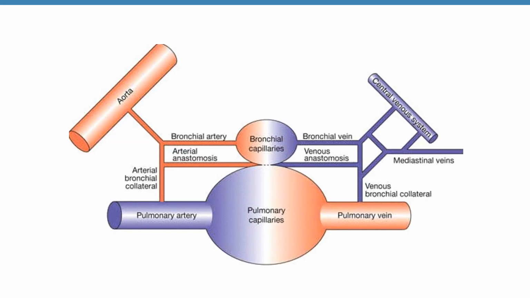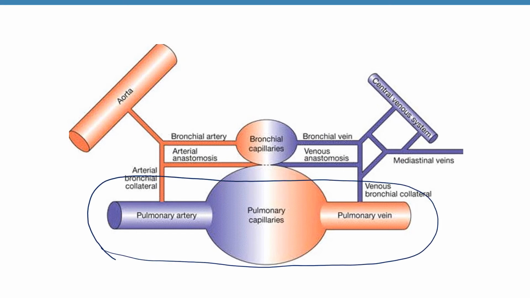Right, so over here we see our pulmonary circulation. We have pulmonary arteries that carry carbon dioxide, so deoxygenated blood, and pulmonary veins that carry oxygenated blood. So this is kind of opposite to your systemic circulation, right? Because usually arteries carry oxygenated blood and veins carry deoxygenated blood, but it's different in the pulmonary circulation.